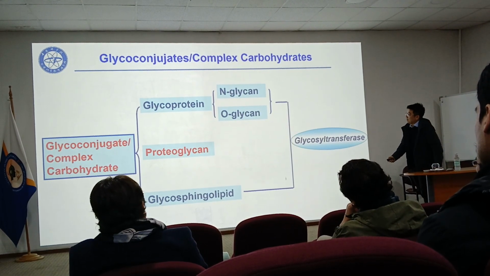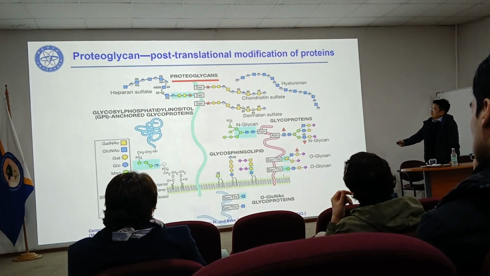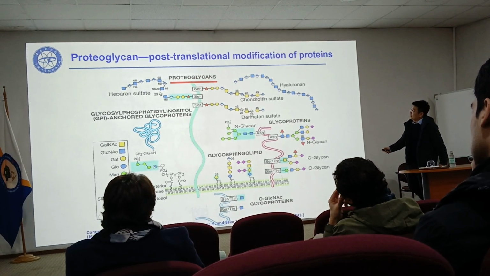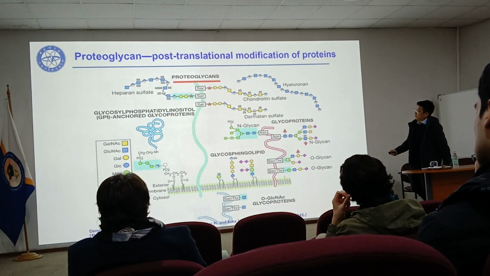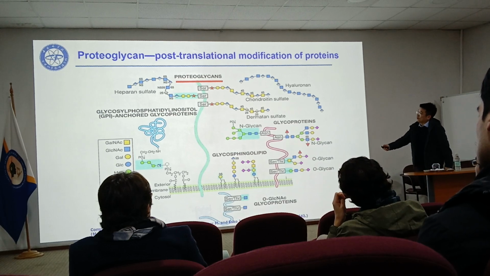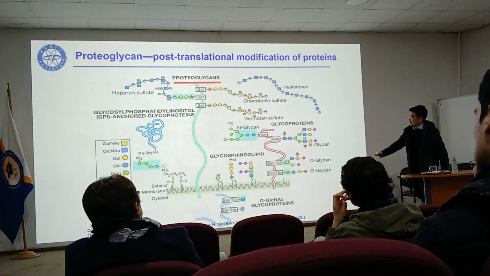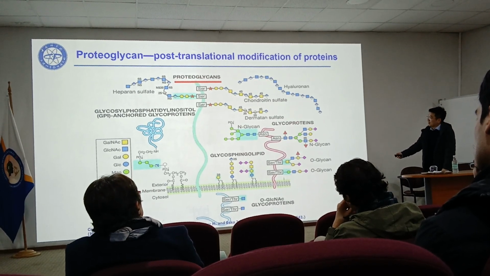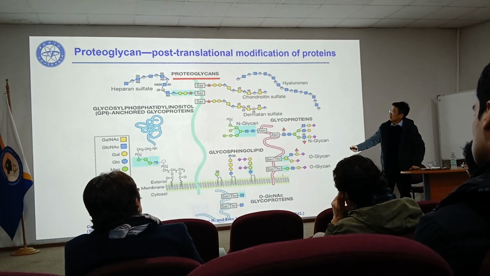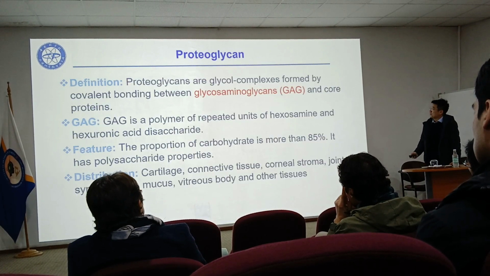Then about the proteoglycan. These are some proteoglycans. Both the glycoprotein and the proteoglycan are built up with glycan and protein. Why are they called glycoproteins and proteoglycans? Because in the glycoprotein, most of it is protein and the glycan is least. But for the proteoglycans, most is glycan and the protein is least. So the name is different.